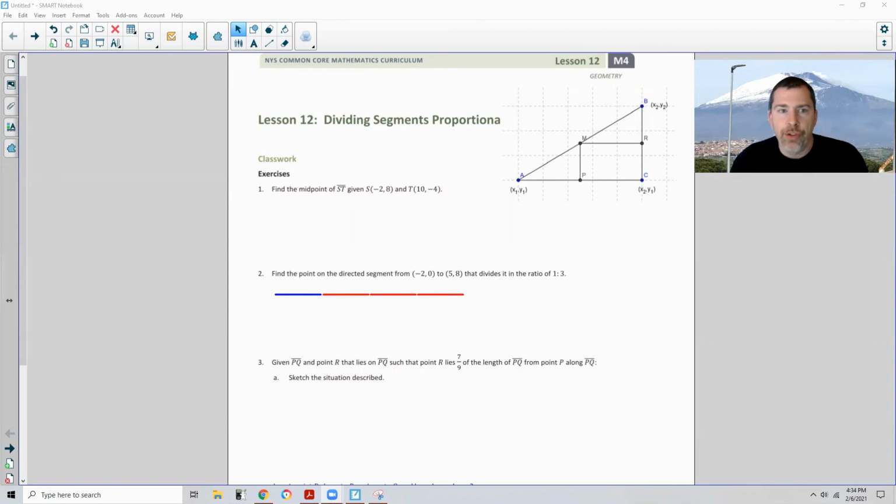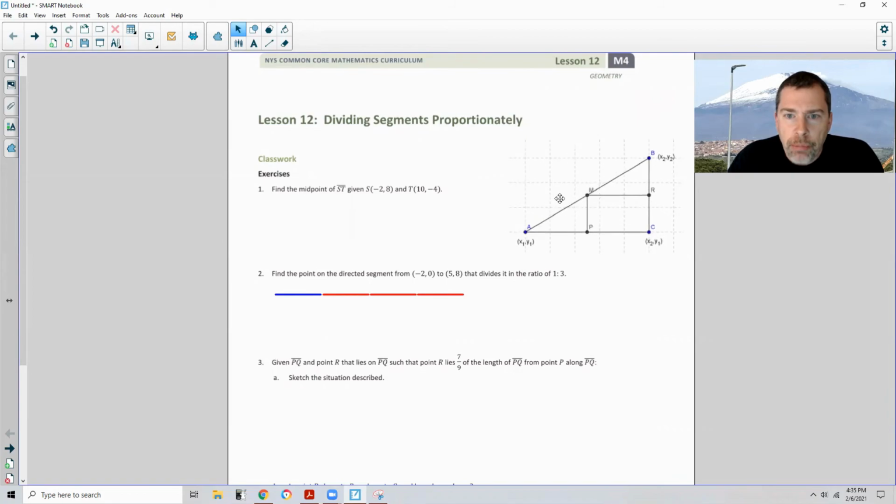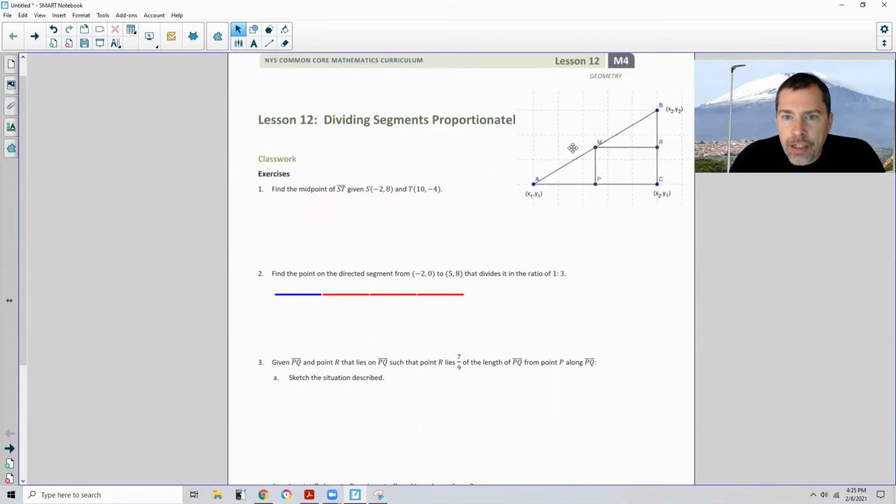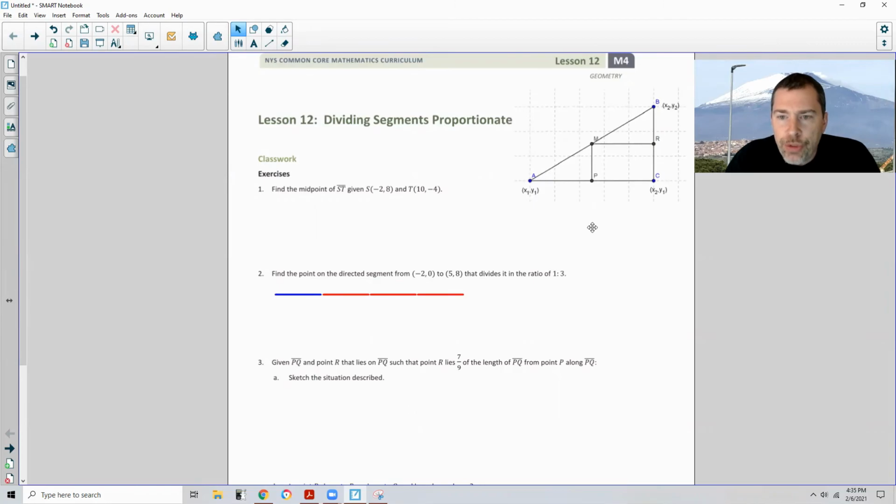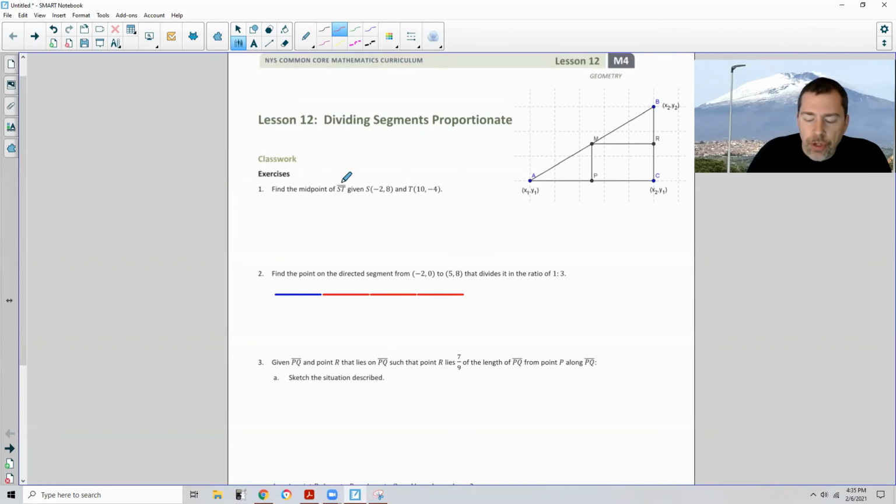Sorry about that. Okay, lesson 12, dividing segments proportionately. Now I put this here because I want to explain midpoint using this diagram. The exercise says find the midpoint of ST. We know what midpoints are, but now we're going to use proportions to break it into different sized pieces. And that's what this lesson's about.